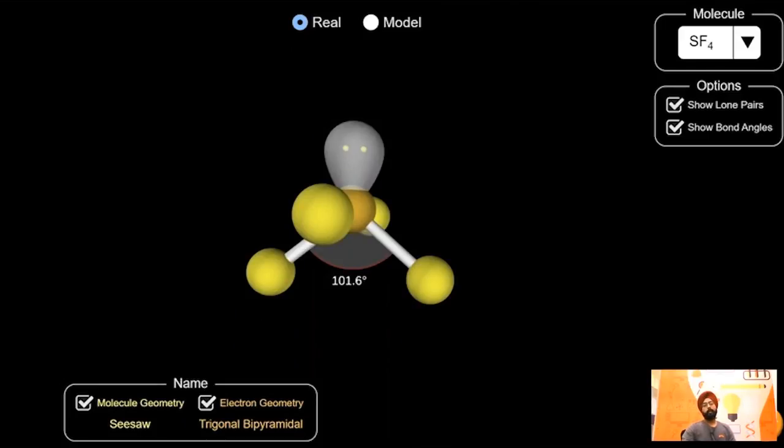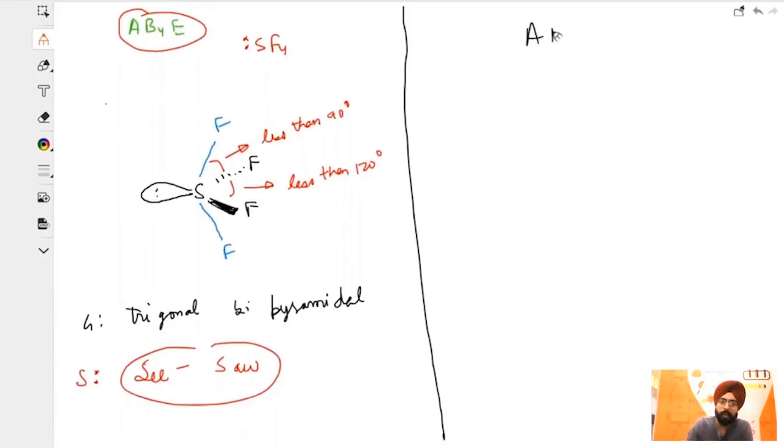People, one more weird structure now. Let's think about AB3E2. Can anyone tell me a molecule that satisfies this one? Even I don't remember one. Does anyone remember a molecule that has a central atom, 3 bonds and 2 lone pairs?